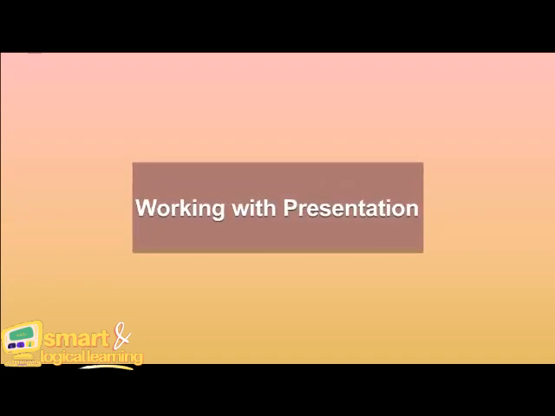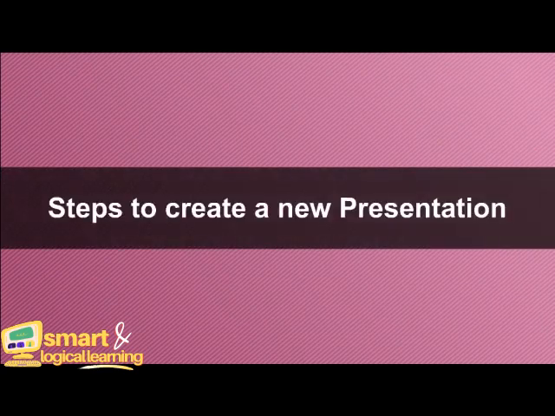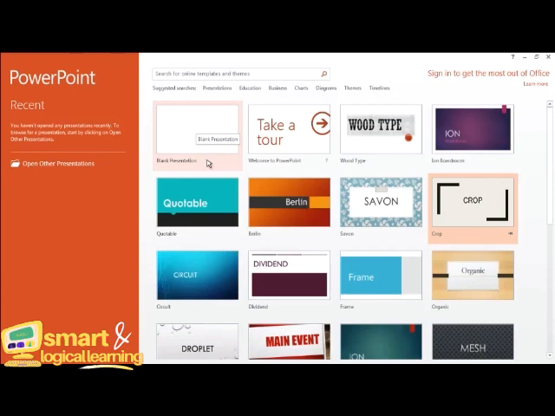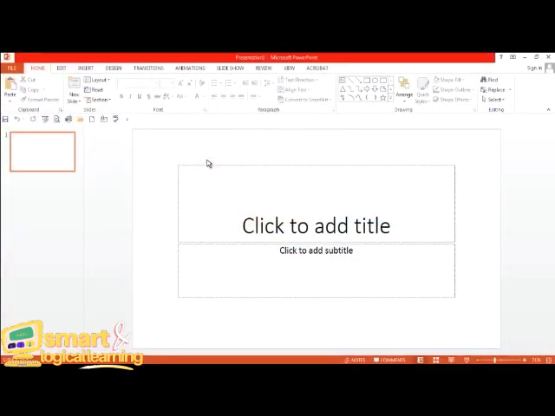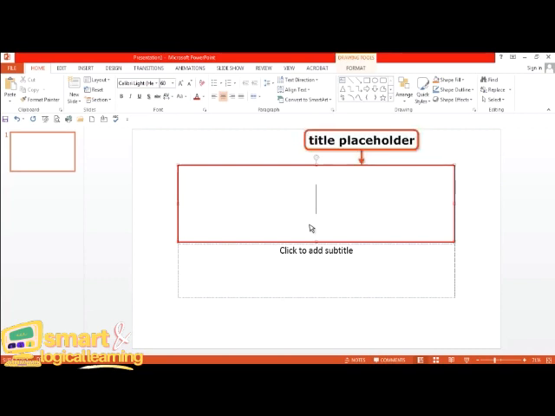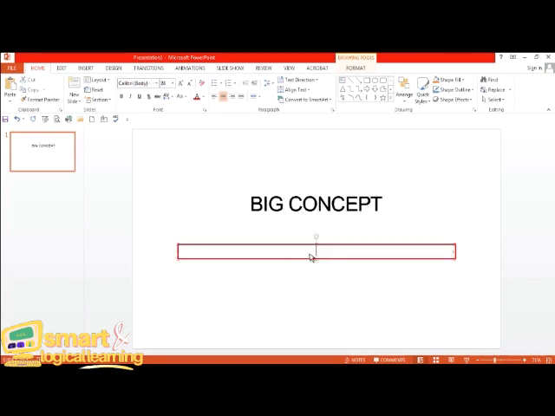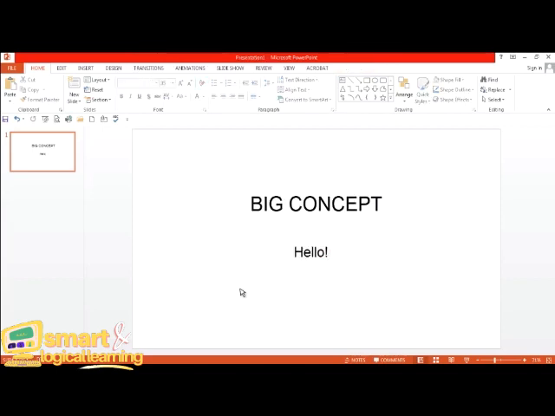Working with presentation. Steps to create a new presentation. Click on the blank presentation button located on the New Presentation task pane. A slide will appear on the slide pane. Click on the title placeholder to add a title to the slide. Type text. Click on the subtitle placeholder to add a subtitle on the slide. Type the name the slide will be created.